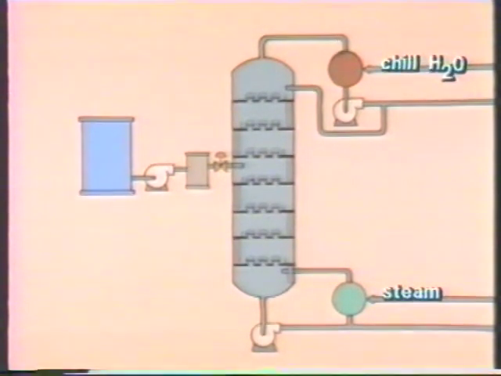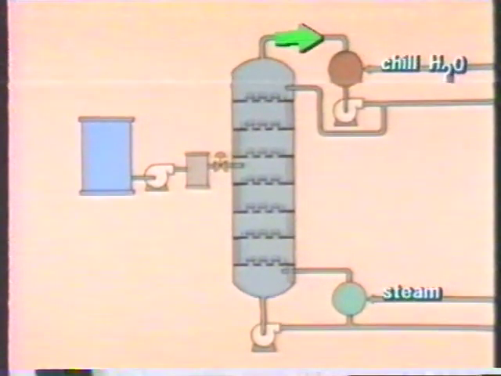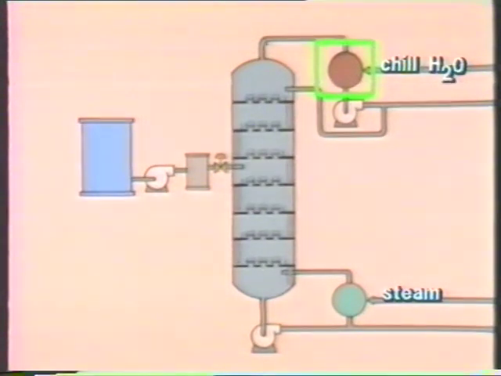Meanwhile, the lighter component of the mixture rises up the tower as a vapor. It comes out the top of the tower, is sent through the condenser, and condenses into a liquid. A portion of the overhead liquid is drawn off as the overhead product. Another portion of the liquid is pumped back into the top of the tower.